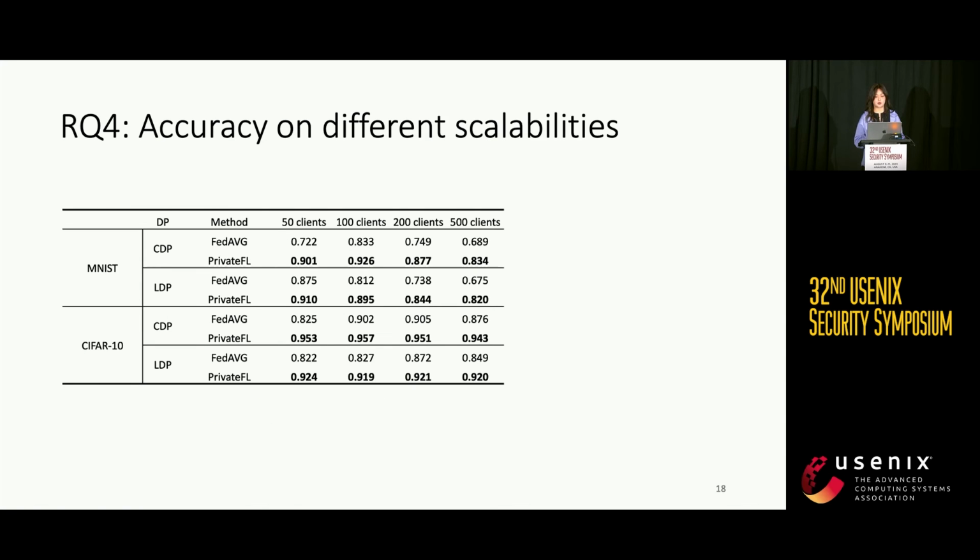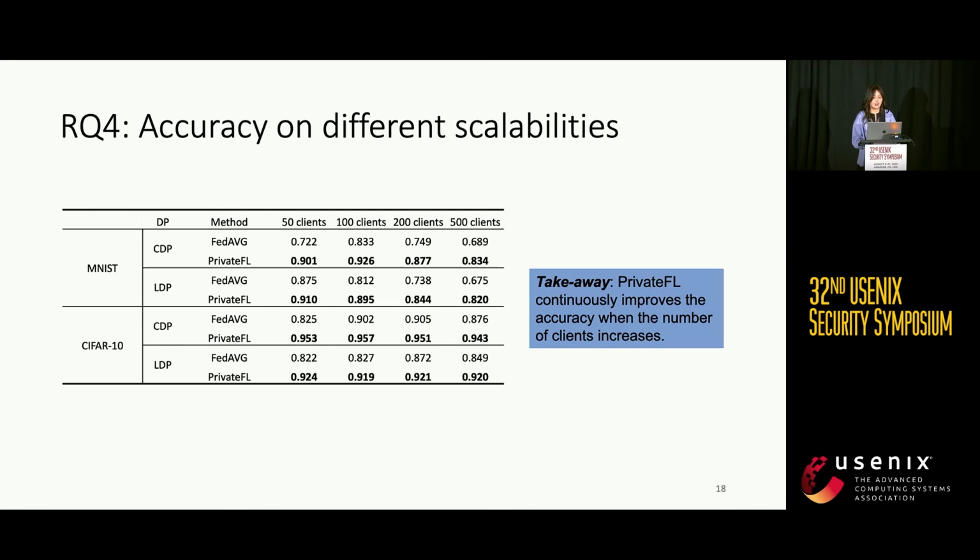And the last research question is the accuracy at different scalabilities. We observe that our method can consistently improve the accuracy for different numbers of clients. Here, we observe that 50 clients have the same improvement as 500 clients.